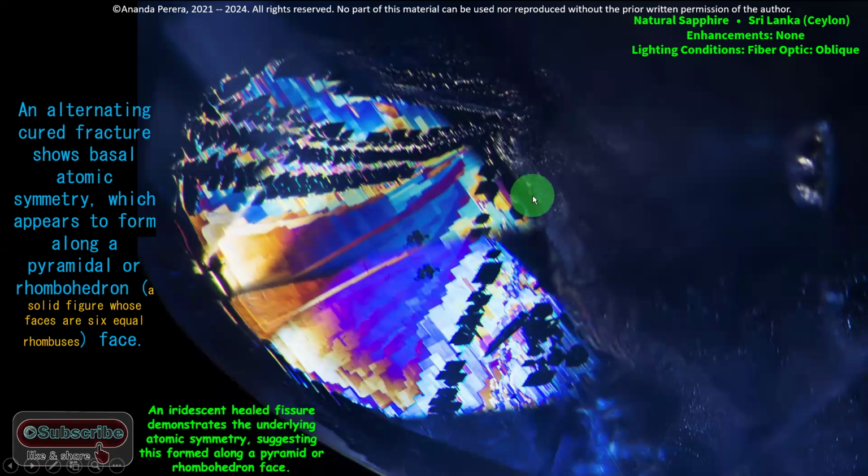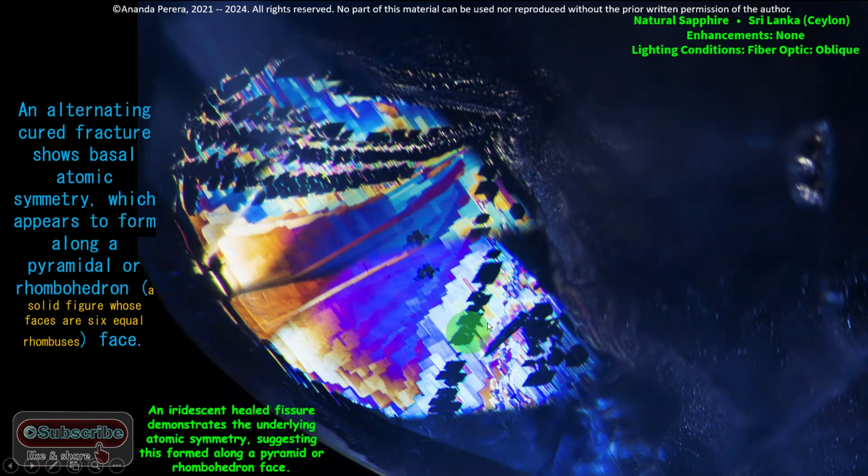Then we have to know about the shape of the rhombohedron. The yellow color here, I added a solid figure whose faces are six equal rhombuses. There are six rhombus faces. So it creates the rhombohedron shape. So the rhombohedron is explained by that yellow color.